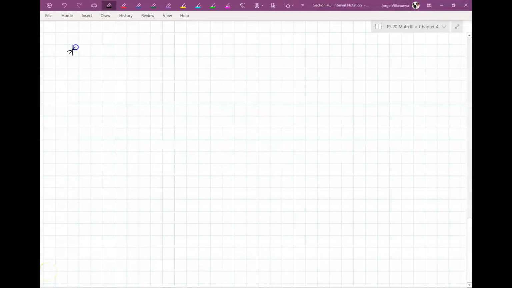So again, we're just going to call this interval notation, okay? So I'm not going to give it any type of section number. It is from chapter 4, but it doesn't have its own little section. It's kind of just like an added extra.